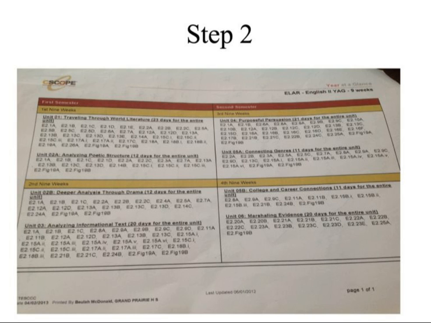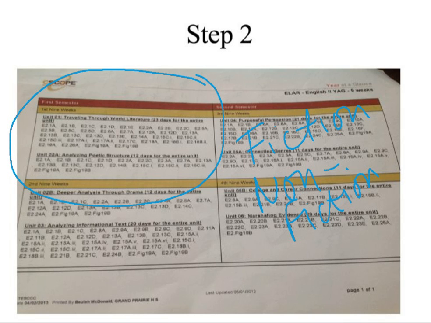Next, I want you to look at your scope and sequence. During the first unit, we are responsible for teaching our students to analyze fiction as well as write fiction. And we are responsible for teaching them nonfiction and writing a critique of a nonfiction piece. During Unit 2 of the first 9 weeks, we will teach our students how to analyze poetry and write poetry. All of this is in the first 9 weeks.